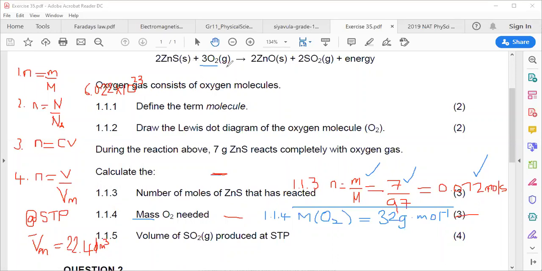Number of moles, we're gonna go to our balanced equation and do the comparison. So let's compare. What are we gonna compare with? A substance that was given its value, or a substance that we know something about. We know something about zinc sulfide. It has got 7 grams, and those 7 grams give 0.072 moles. So we're going to do a ratio of what is known versus what is not known that we want. It's going to be zinc sulfide is to oxygen. According to the equation, zinc sulfide is 2, oxygen is 3. So the ratio is 2:3.